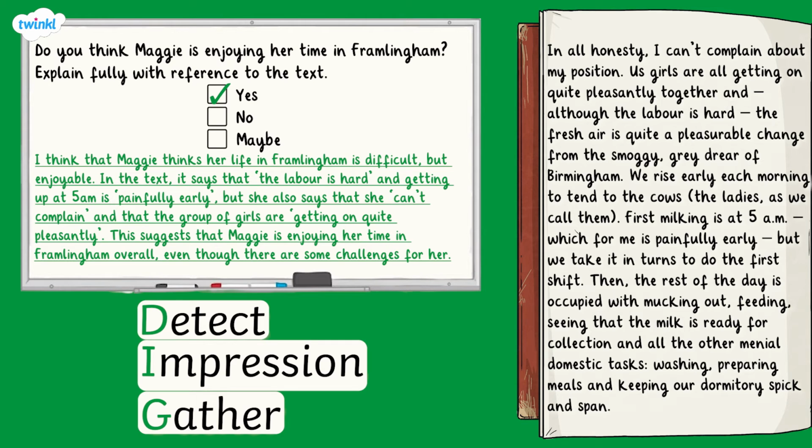Yes, I think that Maggie thinks her life in Framlingham is difficult but enjoyable. In the text, it says that the labour is hard and getting up at 5 a.m. is painfully early. But she also said that she can't complain and that the group of girls are getting on quite pleasantly. This suggests that Maggie is enjoying her time in Framlingham overall, even though there are some challenges for her. How did you do? Did you remember to use DIG to help you? Well done if you got all the marks there.